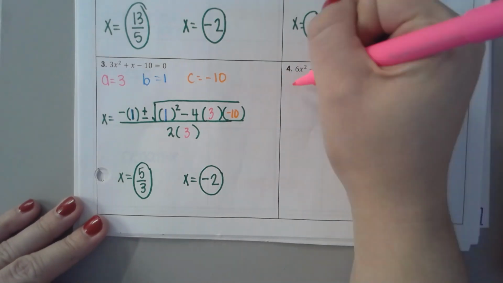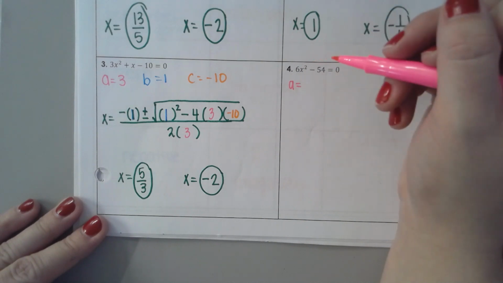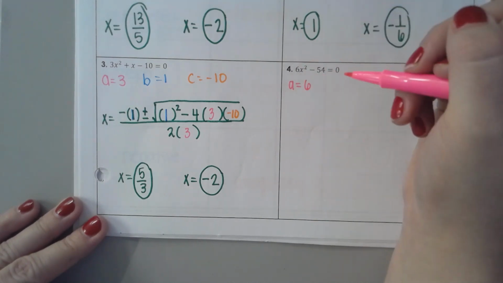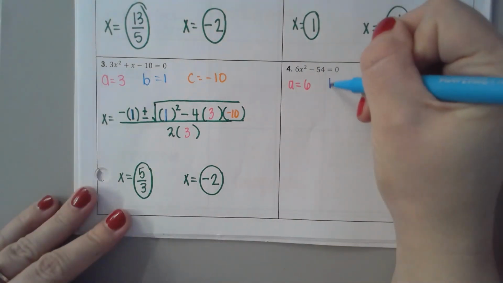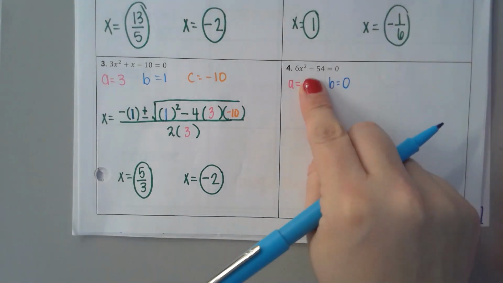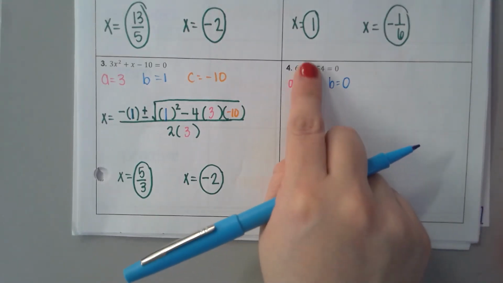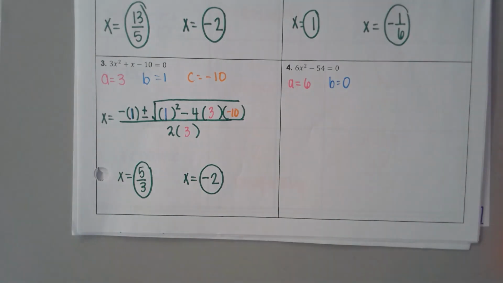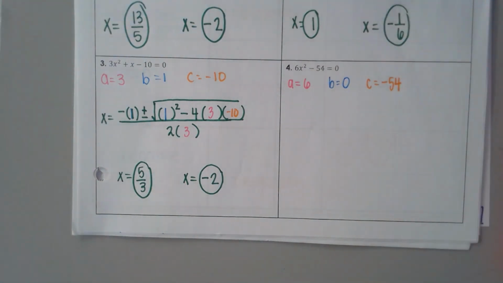Got it. All right. Number 4. So A equals 6. A is 6. Okay. B is 0. We do not have a plain X, right? So your B is 0. So what is C? -54. If you don't have a plain X, you don't have a B. If you don't have a plain number, you don't have a C.